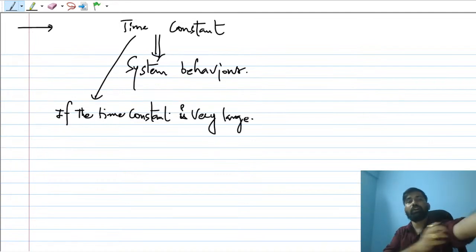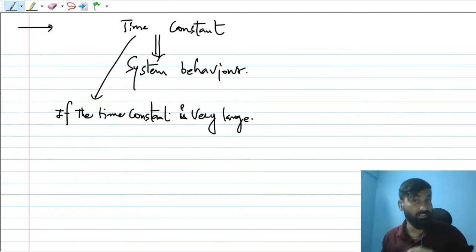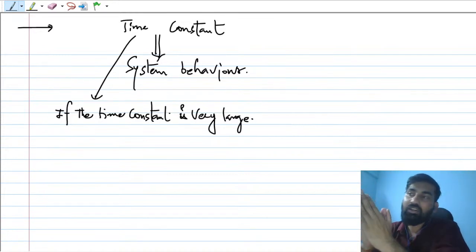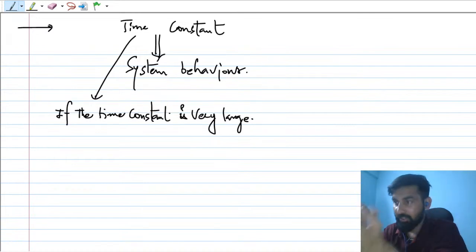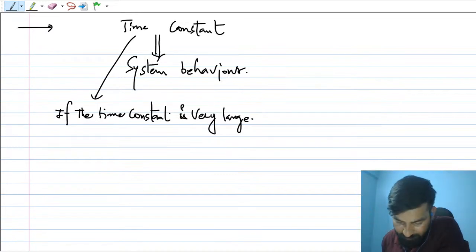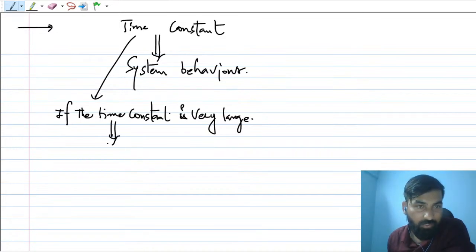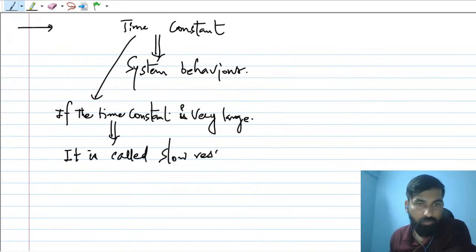you might have seen in clamper circuit, analog circuit, we always see some kind of a condition on capacitor, the discharging time constant will be very, very large over there, so that the capacitor will not discharge. If the time constant is very, very large, then it is called slow response system.